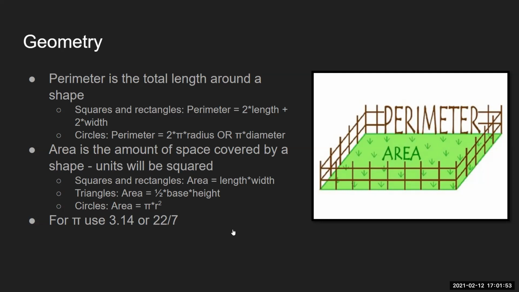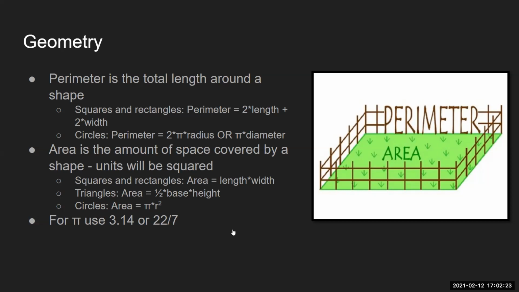Now, area is the amount of space covered by the shape. So squares and rectangles, it's just length times width. If you have a triangle, 1/2 base times height. And for circles, the area is pi r squared. Again, this is stuff that you knew. You might not have used it in a while. So just make sure that you are refreshing on this stuff so that you have it if a question like this pops up.